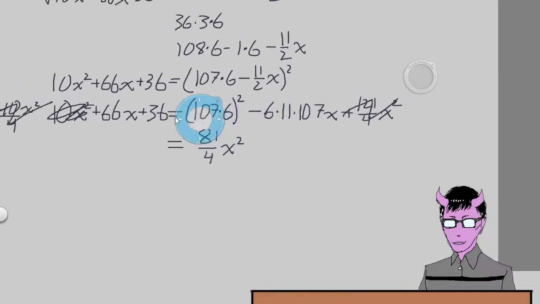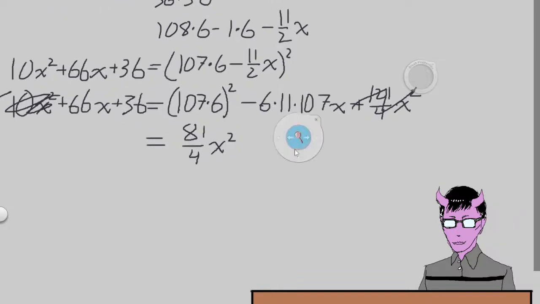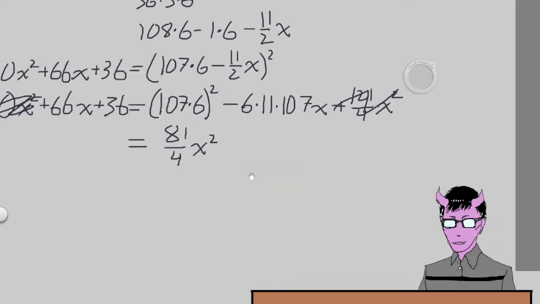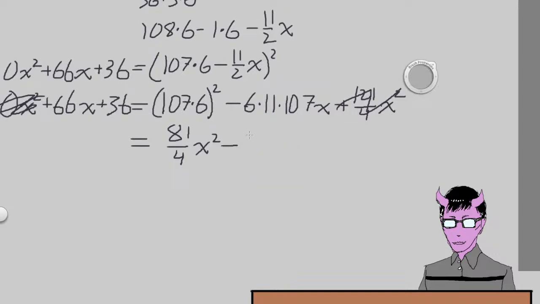Satisfaction of crossing things out. Then we're going to subtract 66x from both sides. So minus 66x and then minus 66x. Hey, look, that's a 66, right? Okay. At least that's not too bad.